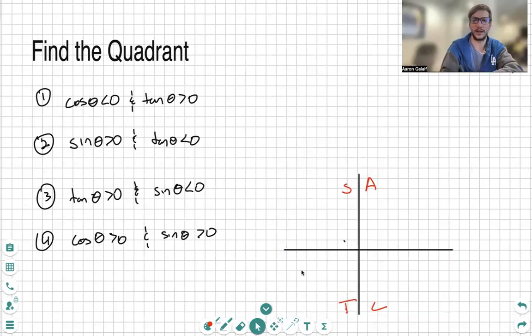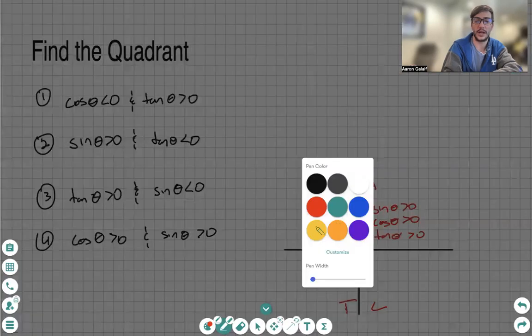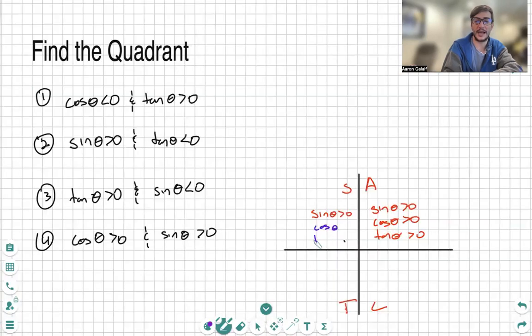What does this represent? All means that all of them are positive. Sine theta is greater than zero, which is positive. Cosine theta is greater than zero. Tangent theta is greater than zero. All of them are positive. All Students Take Calculus. So this S is sine. Only the sine is positive. The cosine and the tangent are both less than zero, or negative.